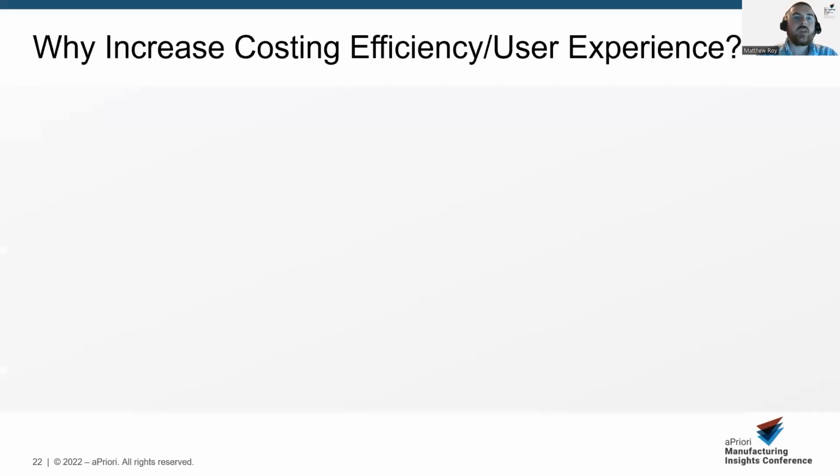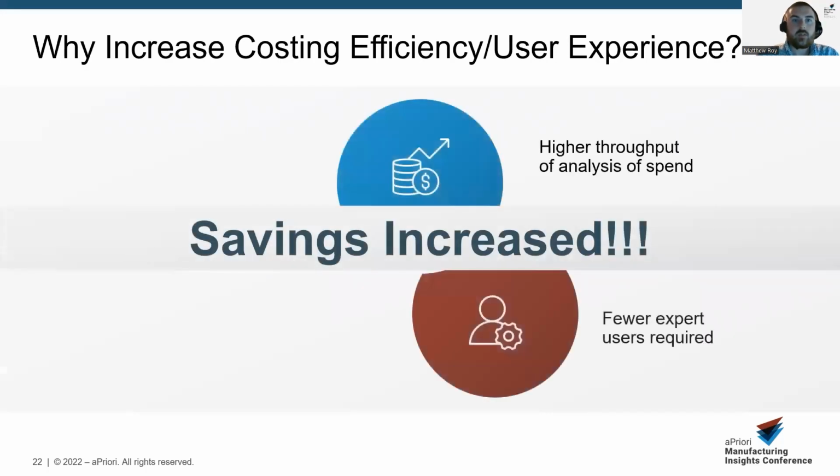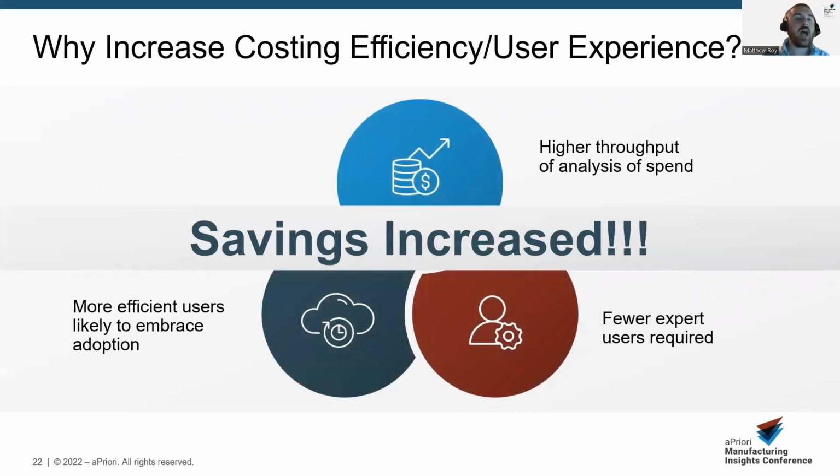So wrapping things up, why do we consider or care about increasing costing efficiency in the user experience? Really what it boils down to is higher throughput of analysis of spend, more efficient users likely to embrace adoption, and fewer expert users required. So what does this do for us? It gives us the idea that we're increasing our savings because we're enabling ourselves to put more spend in aPriori and really drive value.